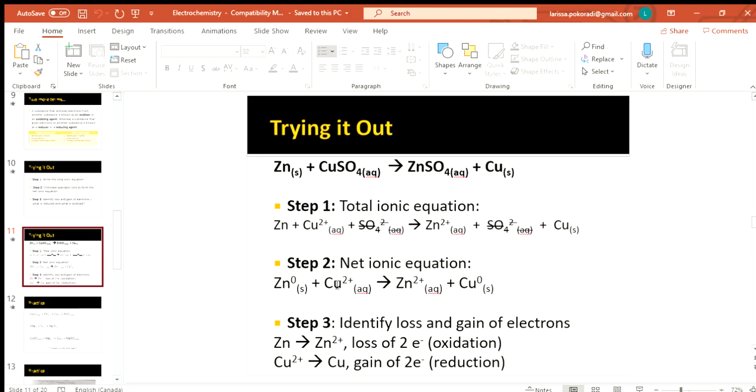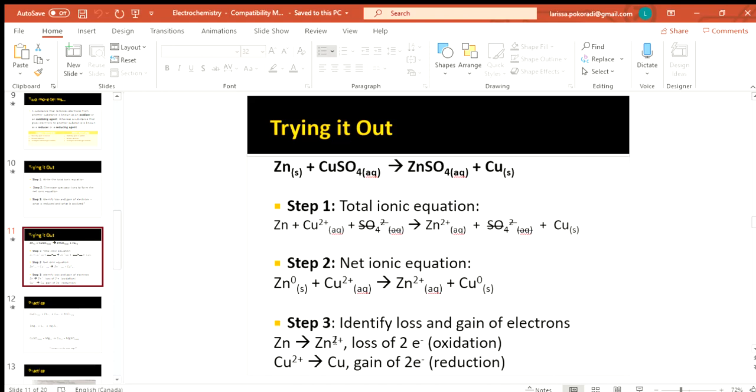And copper 2+ becoming copper 0, so obviously also a change. So it has to come down to step 2. So let's look a bit more at those charges at step 3. I've just kind of looked at them separately. We've got zinc going from 0 to zinc 2+. So if we're going up in charge, we're losing electrons. We're losing 2 electrons because we're going up in charge by 2.